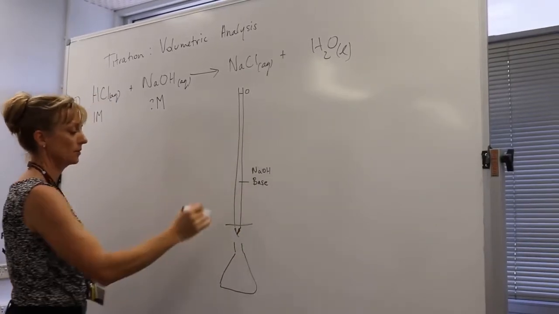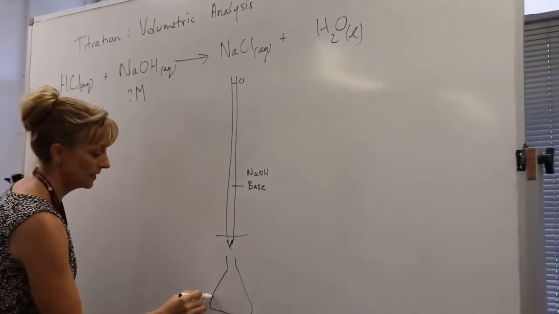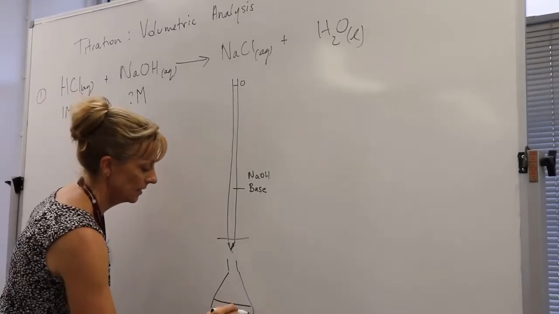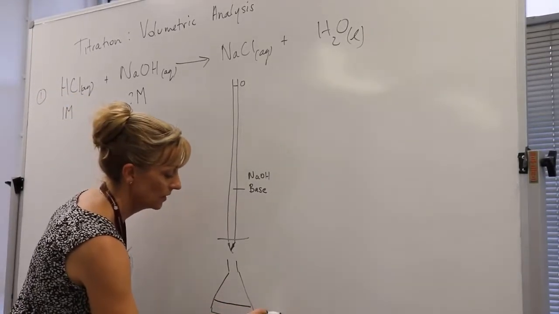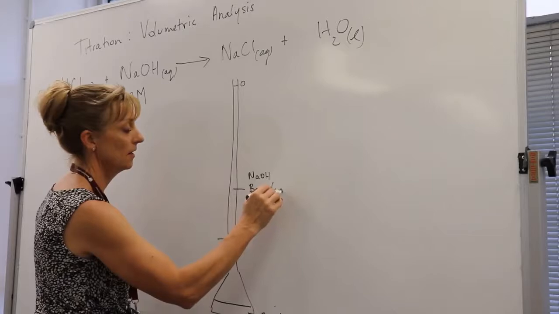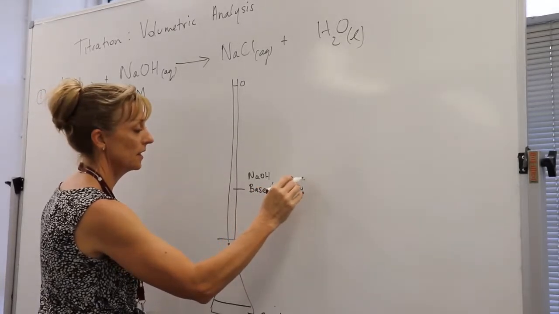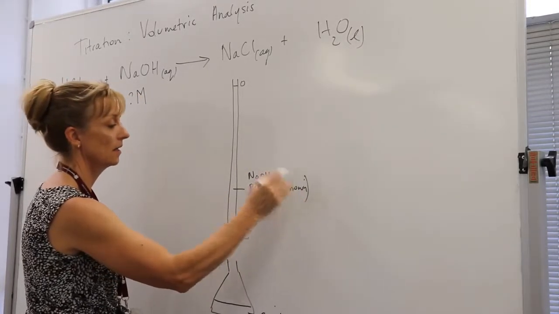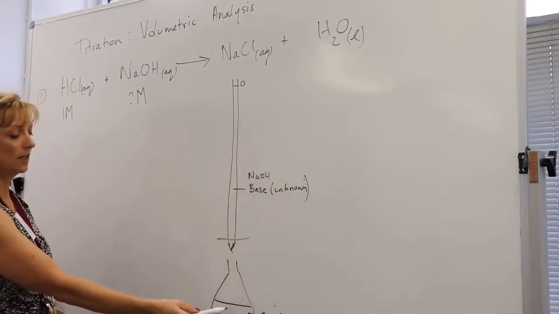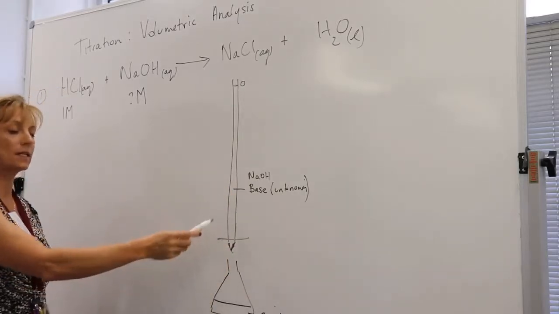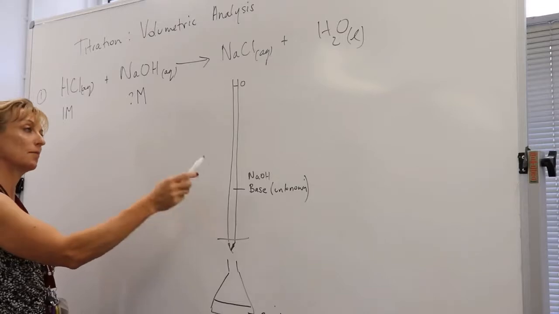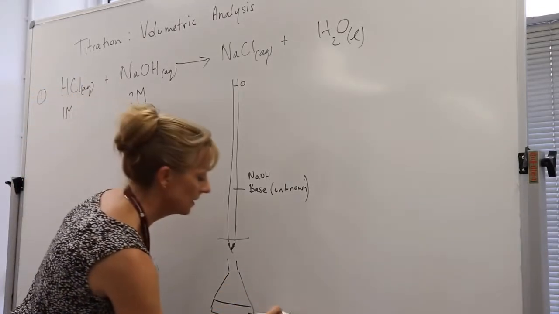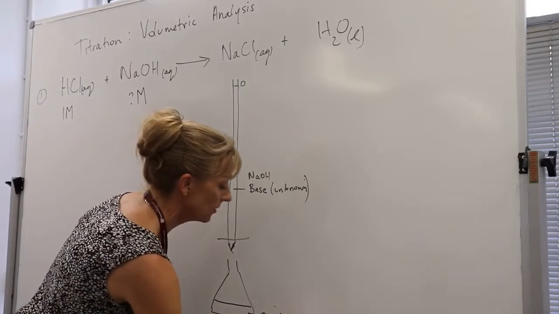Full of sodium hydroxide. And here is our acid, which we know, so the base is the unknown, and it doesn't matter which way you put these. You can have the unknown in here, just for the sake of always keeping things the same, we put the base in the burette. Acid, HCl, is the known.